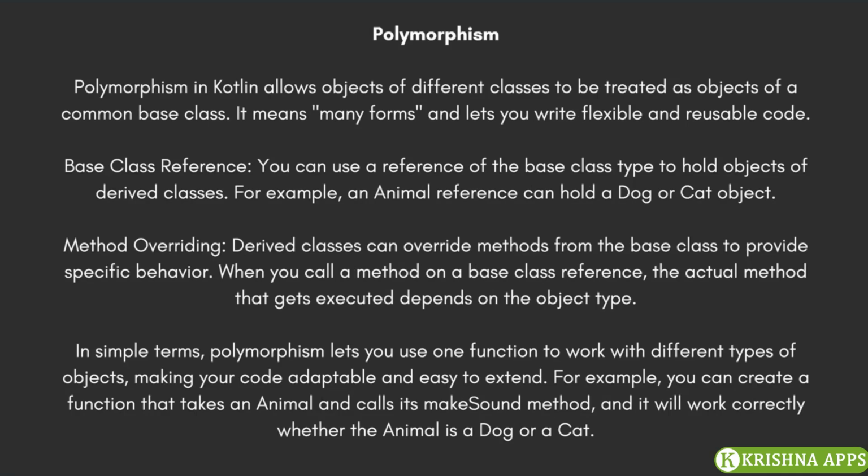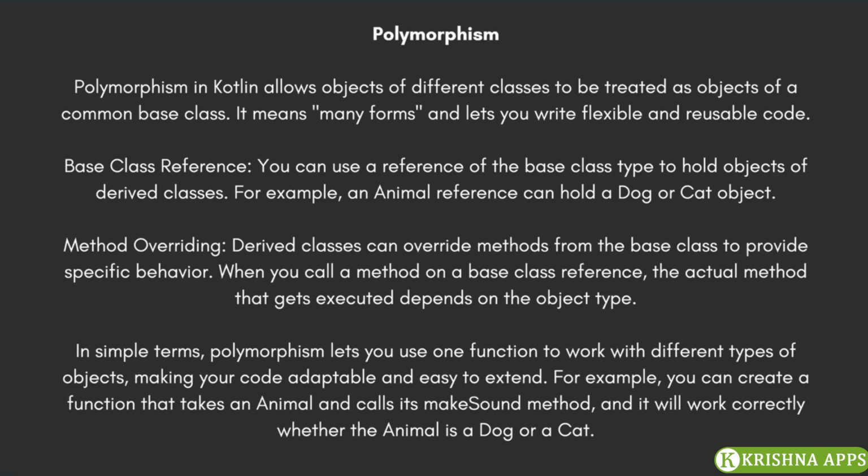What is it? Polymorphism in Kotlin allows objects of different classes to be treated as objects of a common base class. This means many forms and lets you write flexible and reusable code. What is a base class reference? You can use this as a reference of the base class type to hold objects of derived classes. For example, an animal reference can hold a dog or cat object.